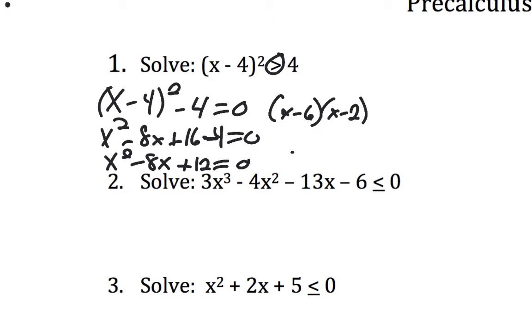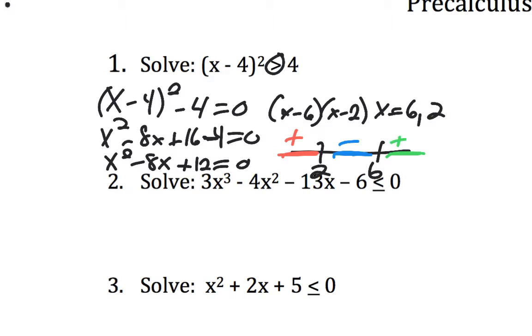So remember, we do this little graph thing. This is x equals 6 and 2. So I'm going to put 2 here, put 6 here. I'm going to test numbers less than 2, and it comes out positive. Test numbers between 2 and 6, comes out negative. And then I test numbers above 6, and they come out positive.